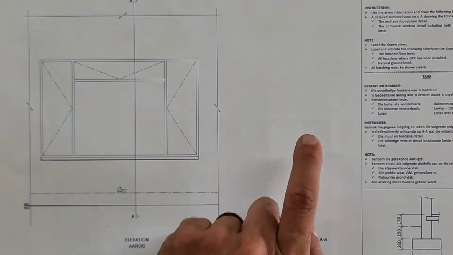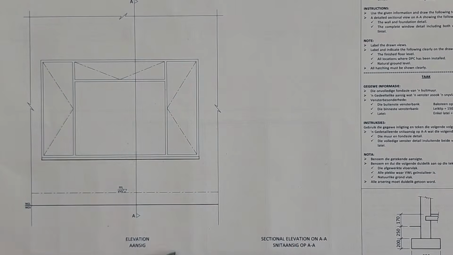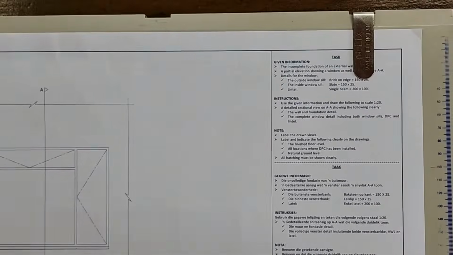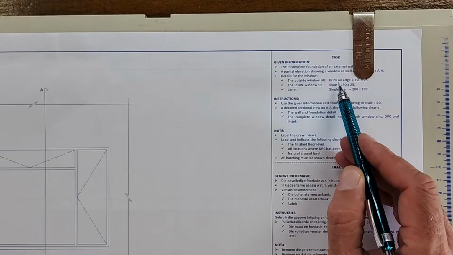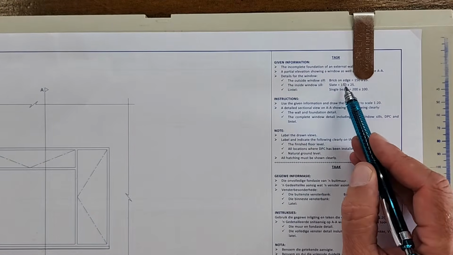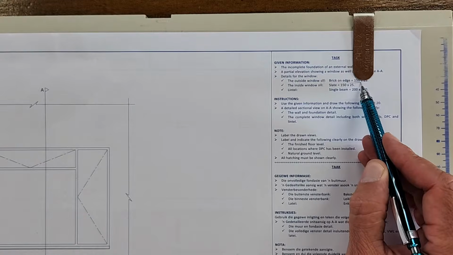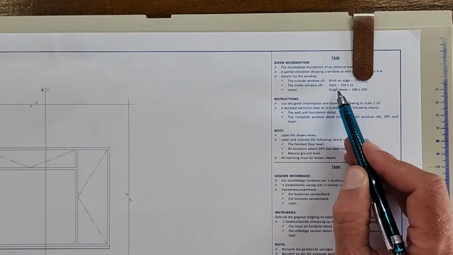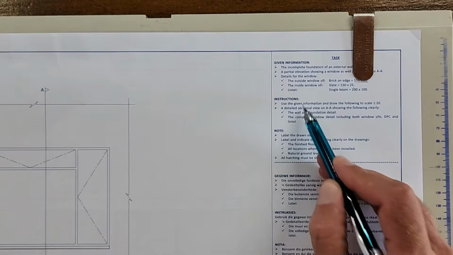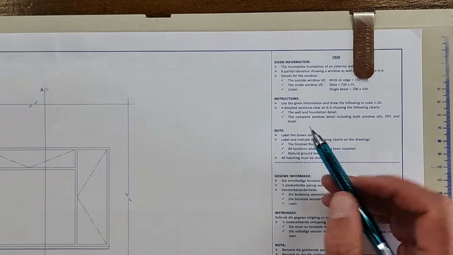A windowsill, because you'll see now in this elevation, they want us to give details for the window. The outside windowsill is a brick on edge. That brick is 150 by 25. The inside windowsill is a slate of 150 by 25. There's a lintel of 200 by 100.